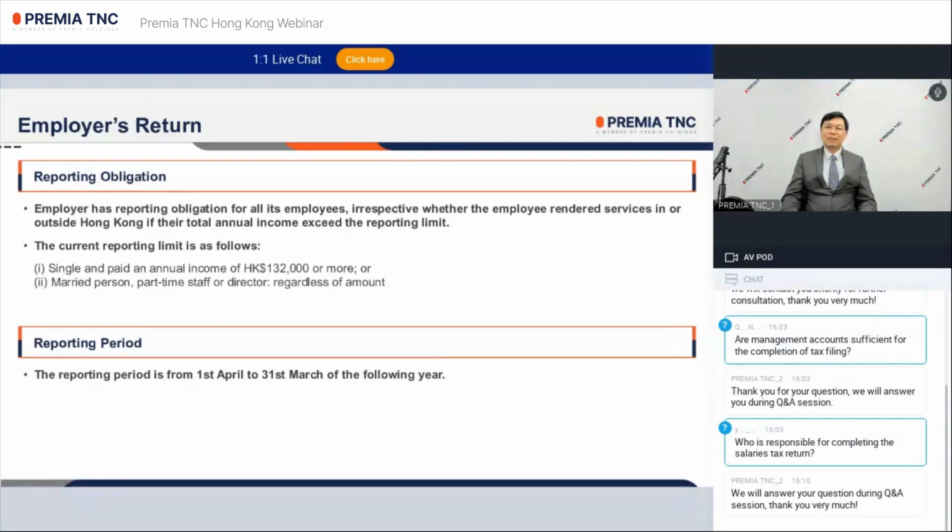Now, let's talk about the employer's return. Employer has reporting obligation for all its employees irrespective of whether the employee renders service in or outside Hong Kong if their total annual income exceeds the reporting limit. The current reporting limit for single person is 132,000 Hong Kong dollars. On the other hand, income regardless of the amounts to married person, part-time staff, or directors should be reported. The reporting period is from 1st April to 31st March of the following year.